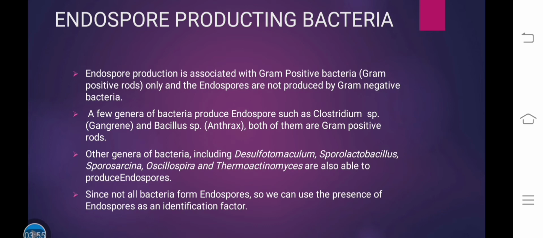Some other genera also produce endospores. They are Desulfotomaculum, Sporolactobacillus, Sporosarcina, Oxalophagus and Thermoactinomyces. These bacterial species also produce endospores.